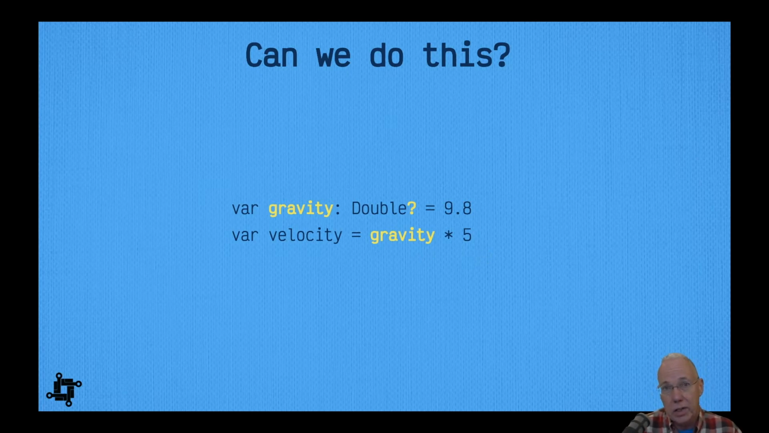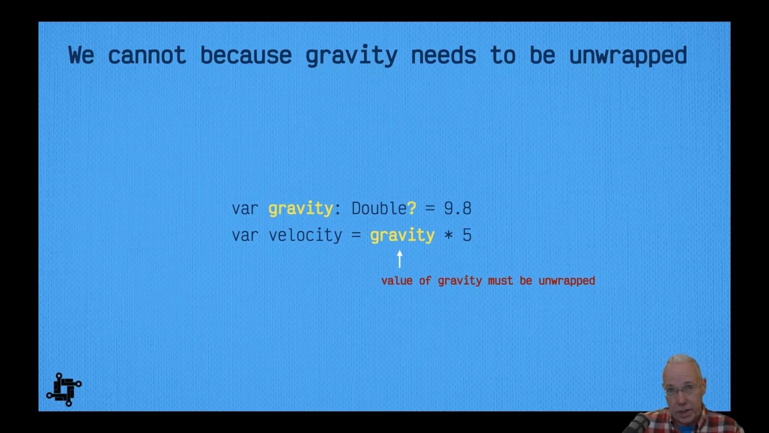So it turns out that this is not legal. And the reason is that because gravity is an optional, to get to the value, you need to unwrap the package, if you will. You need to unwrap it and go inside of the box and get the value, and that's because it's an optional. So, for example, here, we're not doing anything special. We're just reading the value of the variable.